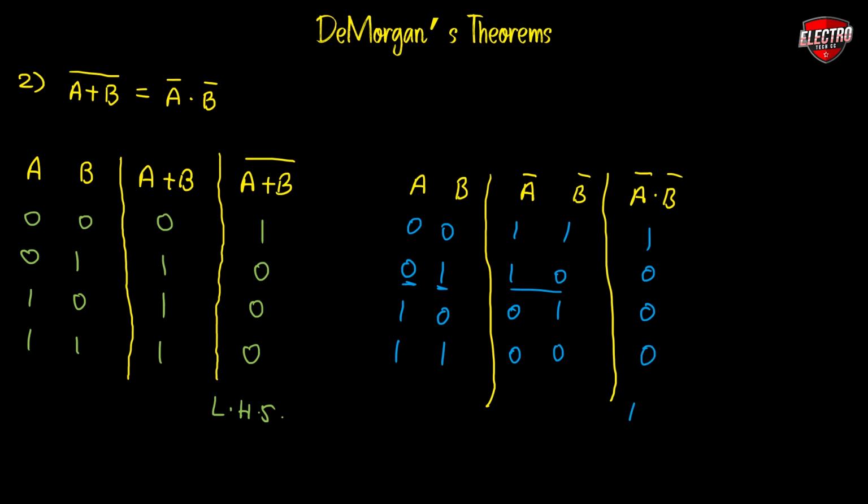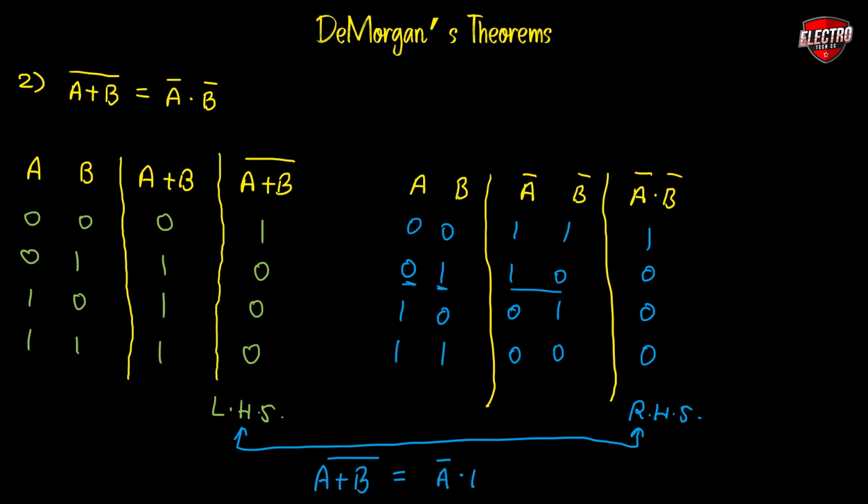Here is the RHS of DeMorgan's theorem, and if you compare both the RHS and LHS, then you can write that (A plus B) complement is equal to A complement dot B complement. This is DeMorgan's theorem, which is most important and helpful to simplify most Boolean expressions.